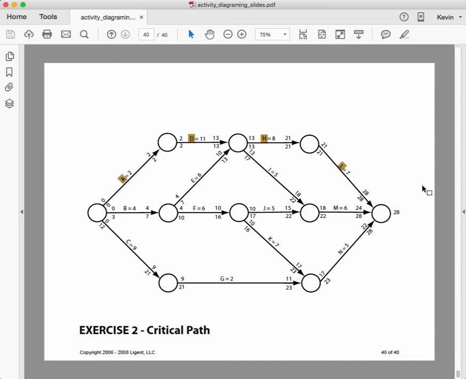And the critical path is ADHL. And the earliest that we can get the project done is 28 days. So that is the longest path through the network. It's the critical path, and it's the shortest amount of time in which we can accomplish our goal.